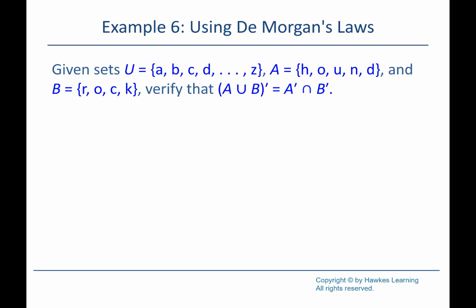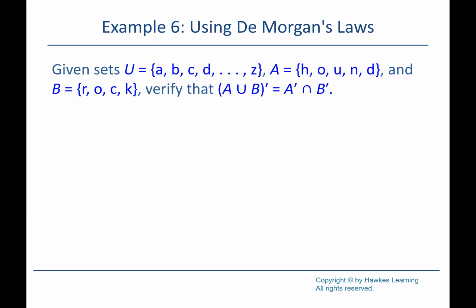This one gives us the universal set of A through Z, and gives us two sets, and it tells us to verify that this thing equals this thing. The way we would do that is we would have to show that when we do it this way and when we do it this way, we get the same set. That's what De Morgan's laws tell us. So again, you don't have to write this one down. We'll just look at it.